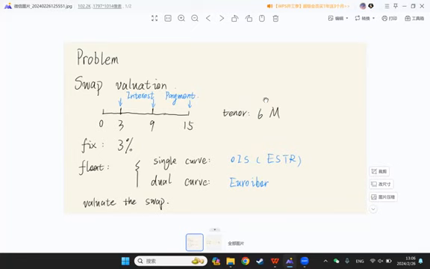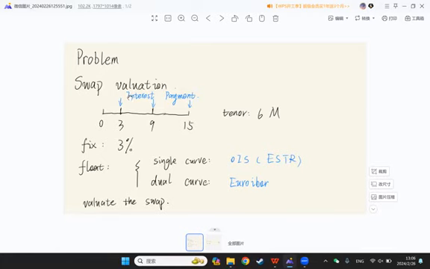Yes, let's start. So our problem is about the valuation of a swap contract. And first, let me show our understanding of the swap contract. We have two counting methods for the swap. One is single curve and one is dual curve.